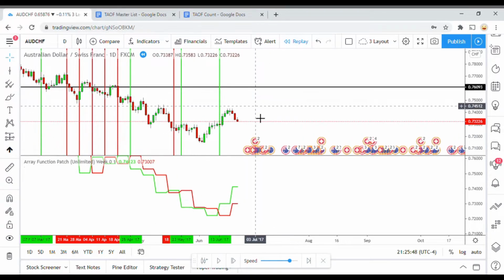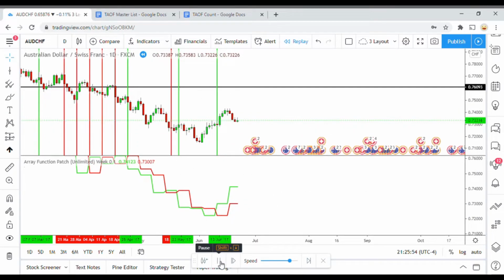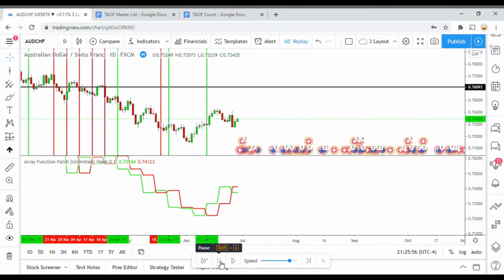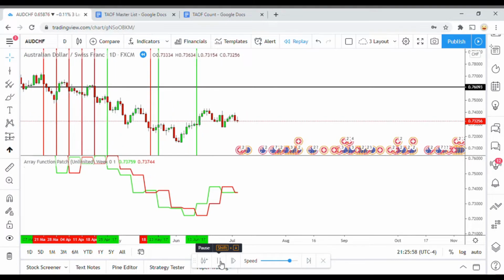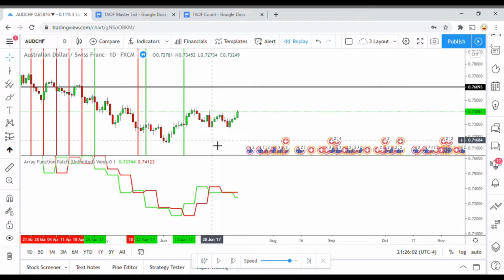That did pretty good. Definitely bounced off that area and took off for a decent little long, getting us to take profit on that one. Picked up a short right there. And we would have gotten stopped out.